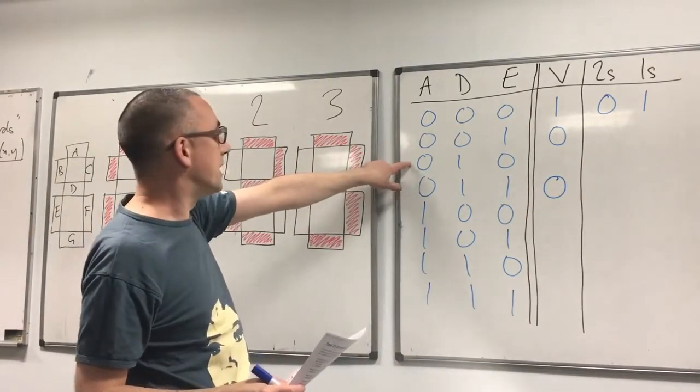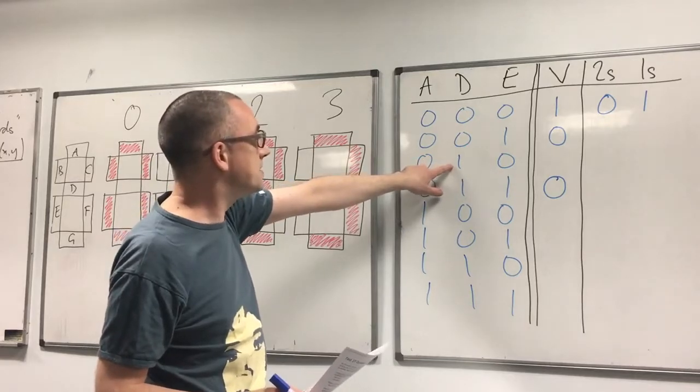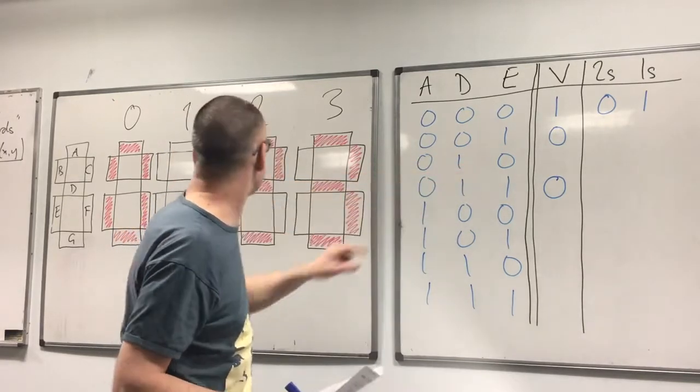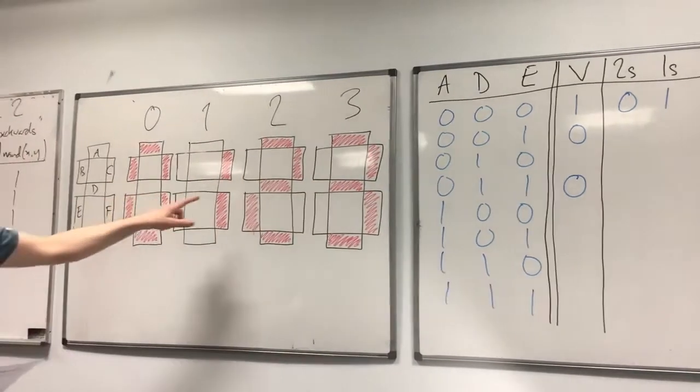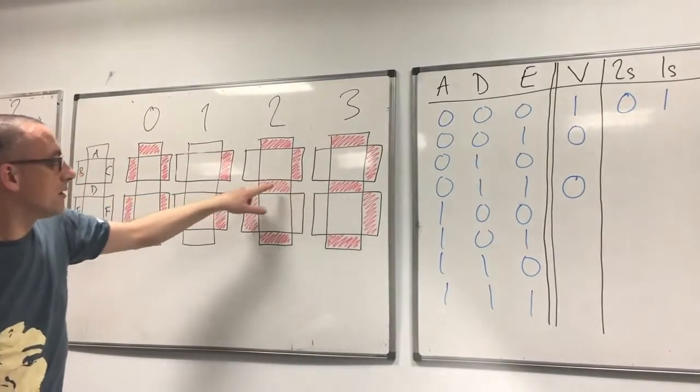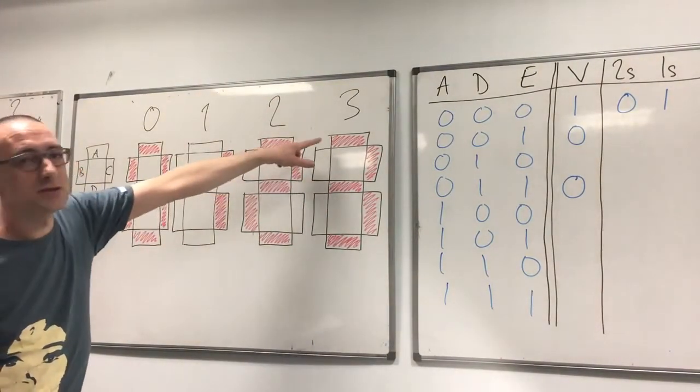How about this combination? Only D switched on, A and E switched off. Well, if we look at the ones where D is switched on, we see A is also switched on.